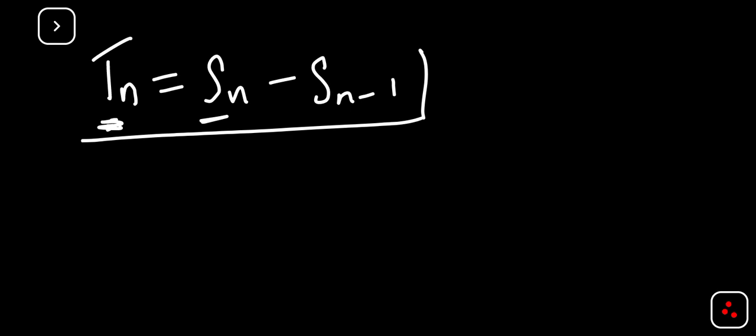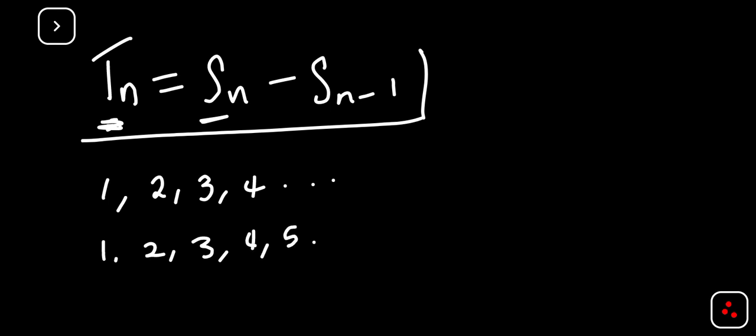Let's say we have the number of terms. Let's say we have 1, 2, 3, and 4. These are 4 terms, and then we also have 1, 2, 3, 4, 5, and this is 5 terms. So the sum of the 4 terms here will be equal to 1 plus 2 plus 3 plus 4. That will actually be 10, right? Then the sum of the 5 terms here will be 15.